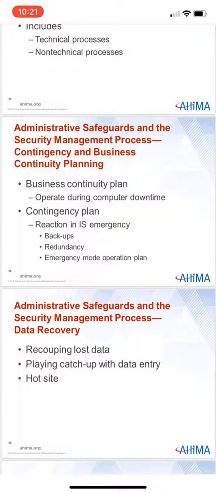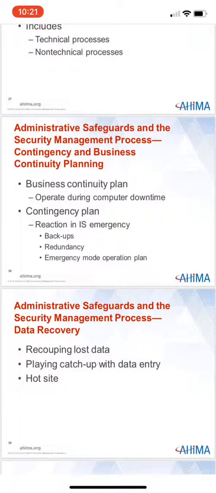A contingency plan is made up of policies and procedures that identify how a covered entity will react in the event of an information system emergency, such as a power failure, a natural disaster, a hacker, malware, or a system failure. A covered entity can take steps to reduce the risk of the EHR or other critical patient care systems from being down or failing, but it cannot eliminate the possibility.